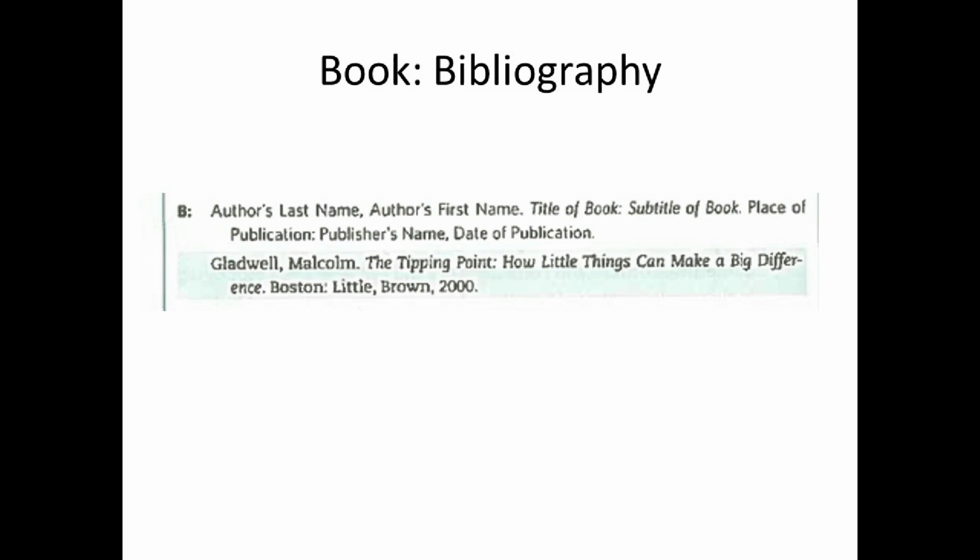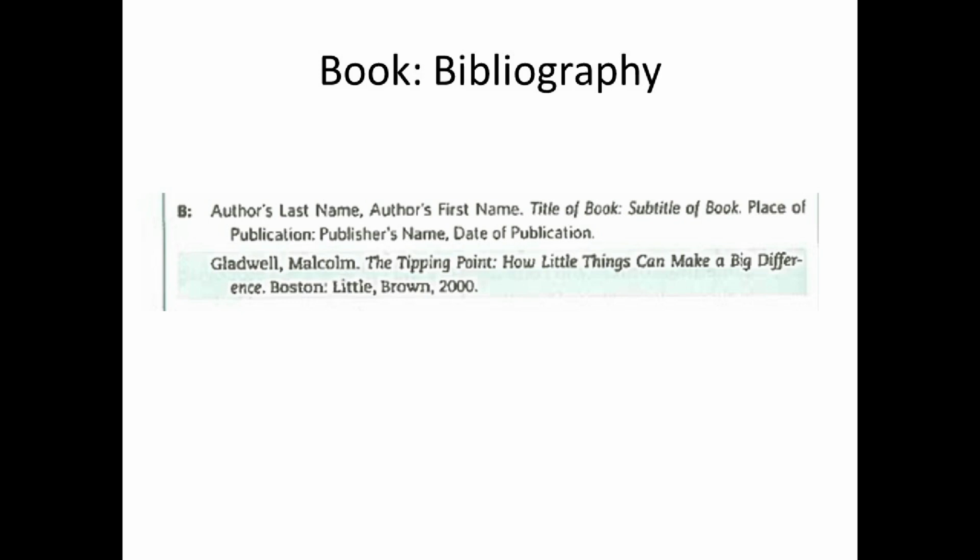Now, the bibliography style for a book is pretty simple. This time it's author's last name, comma, first name, then a period, then title of book, subtitle of book in italics, period. Notice that where there have been commas in the footnote style have become periods. Keep that in mind. Then place of publication, colon, publisher's name, comma, date of publication.